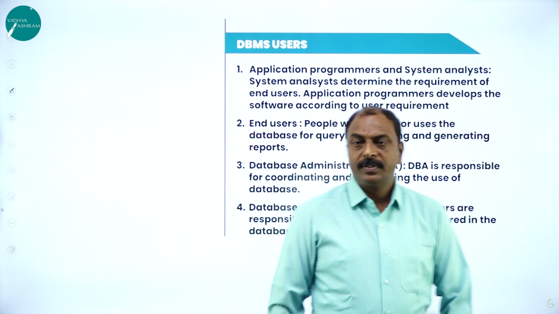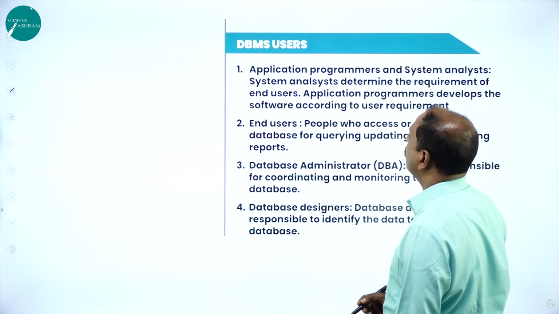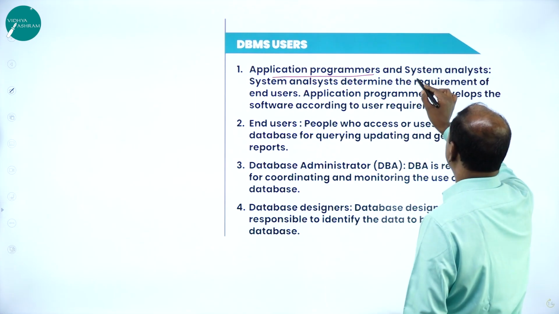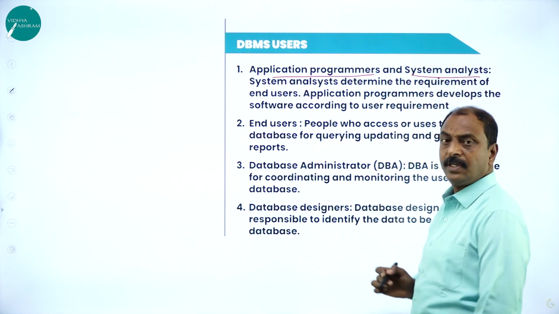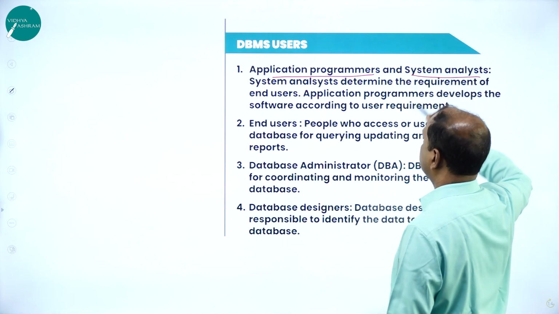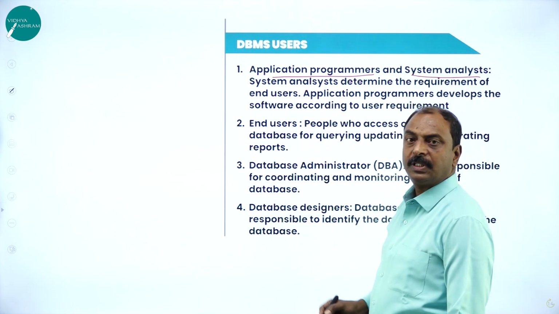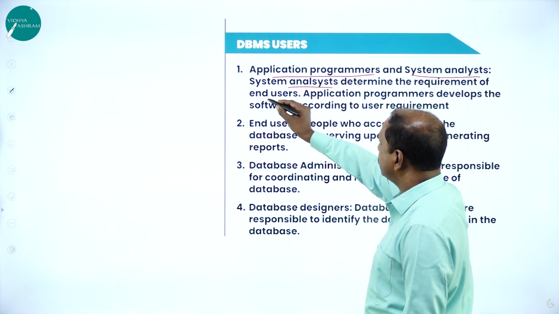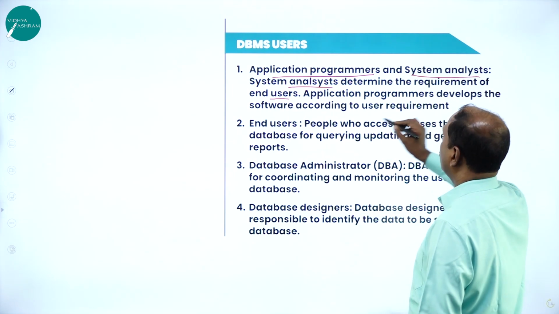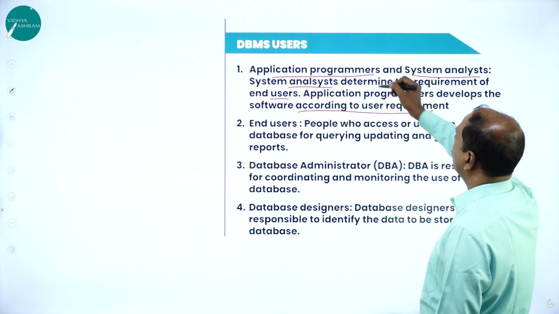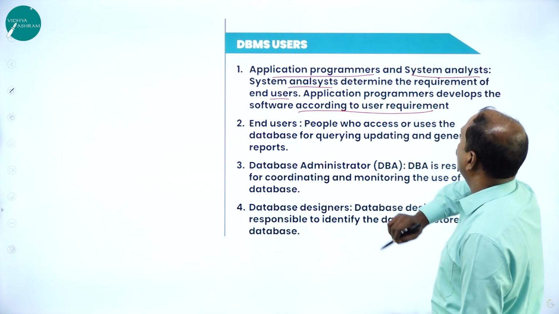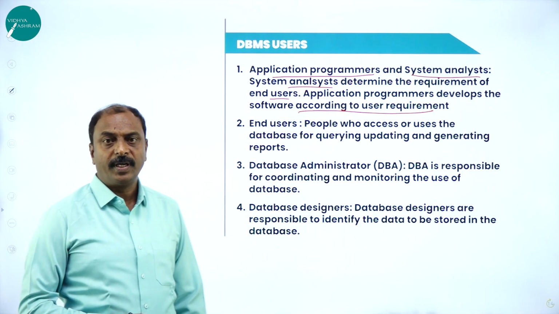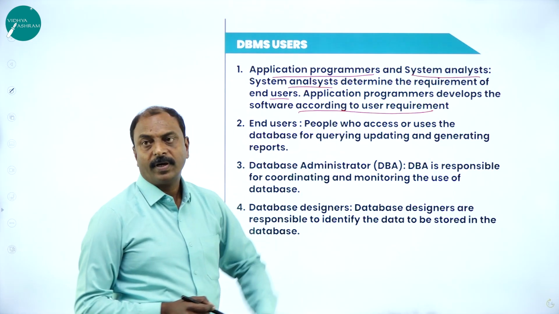Now, in the next slide, we will see database users. Who are all the database users? First one is application programmers and system analysts. There are two persons here. What is the responsibility of the system analyst? The system analyst determines the requirements of end users, and the application programmer develops the software according to the user requirements. First the system analyst determines the requirement of a user, and the application programmer develops software according to the requirement of a customer.